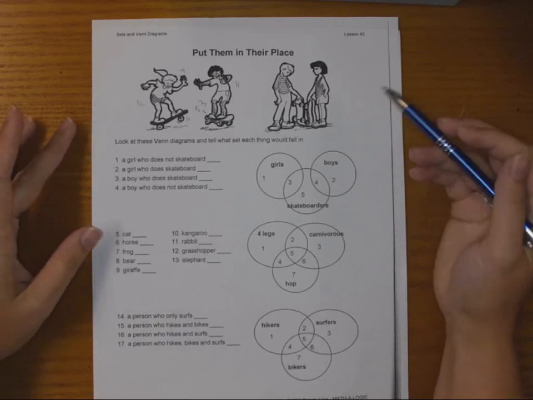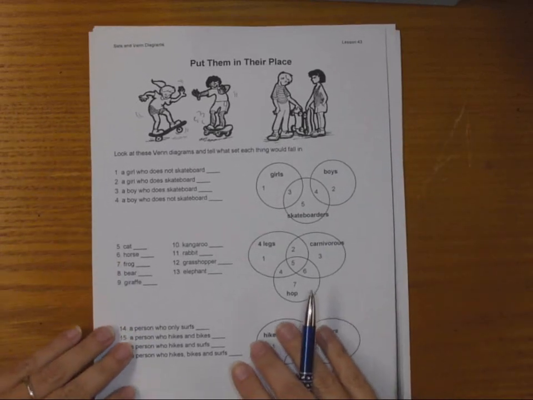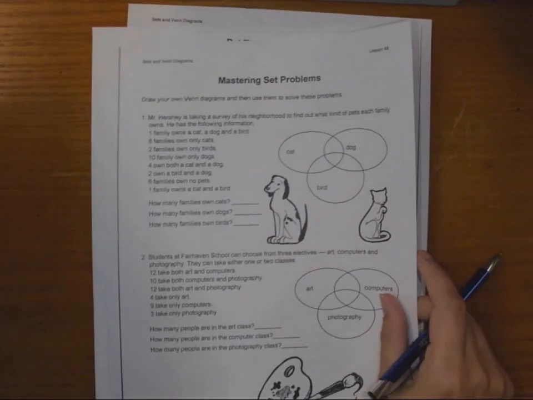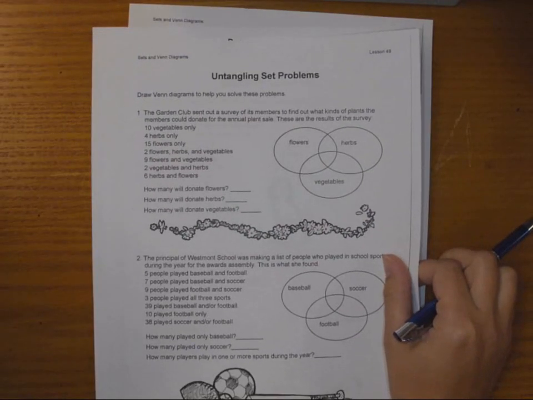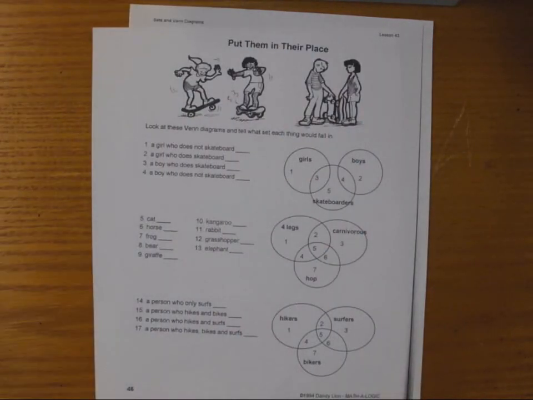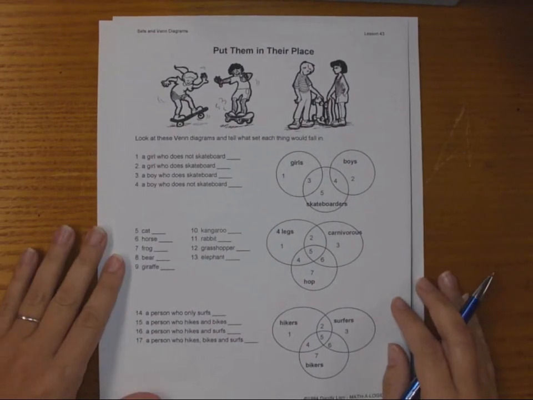So if you'll pause the video and look over the next three sheets, which is put them in your place, mastering set problems, and untangling set problems. So go ahead and take a minute to look through those. And we're going to work out a few of them.